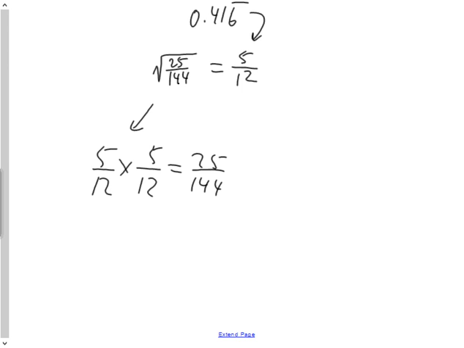So the best way to do it on your test, since it is asking for the square root of a fraction, is to ask yourself what fraction multiplied by itself is that. Think about what the numerator has to be, and think about what the denominator has to be.